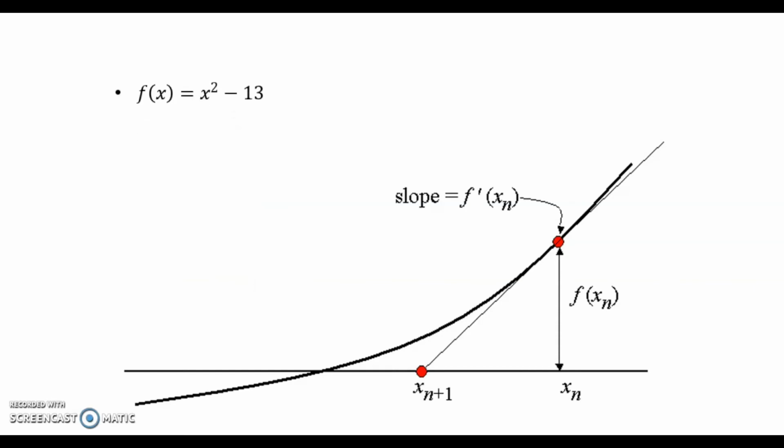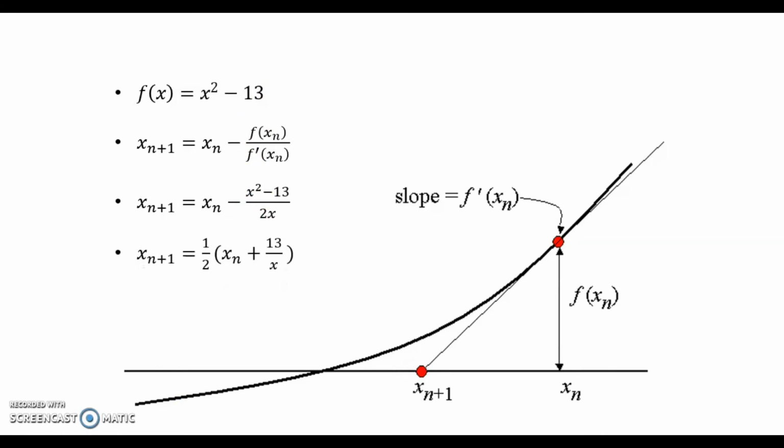We can take the values from our last example, f of x equals x squared minus 13, and plug those into Newton's method, where you have your value xn minus your f of x over the derivative of f of x, which is just 2x here. You'll get the equation we were working with, I4.